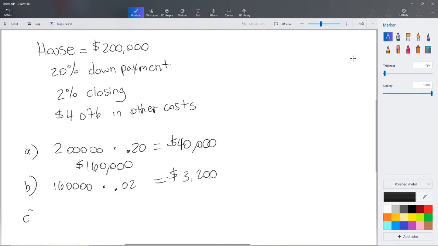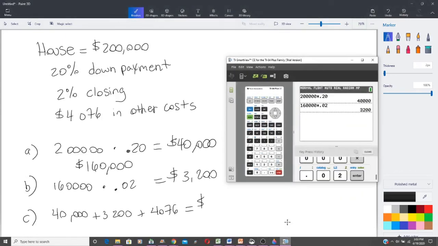And then finally, Part C asks us, what is the total amount that you must pay at closing? So when we show up at closing, they're going to expect us to have a check that we can hand to them, or some sort of transfer, if it comes down to that, of a certain amount of money. Well, we know there's $40,000. We got to bring that. We know that there's $3,200 we got to bring for points. And we also know that there's other expenses here, $4,076 in other costs. So now we just add all three of these up, and this will tell us the amount of money we need to bring to the closing.